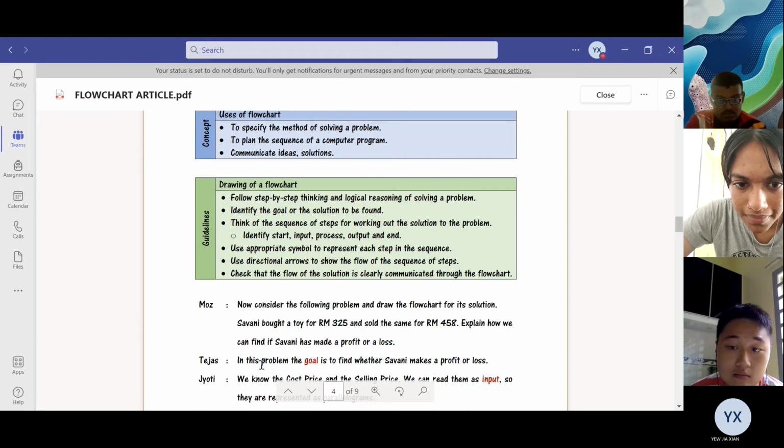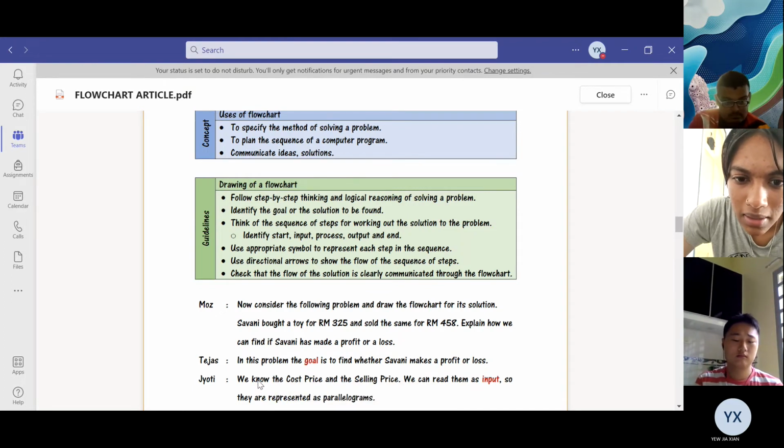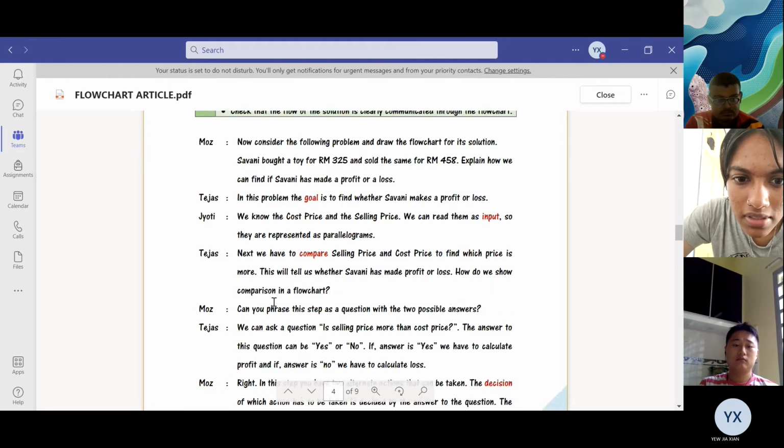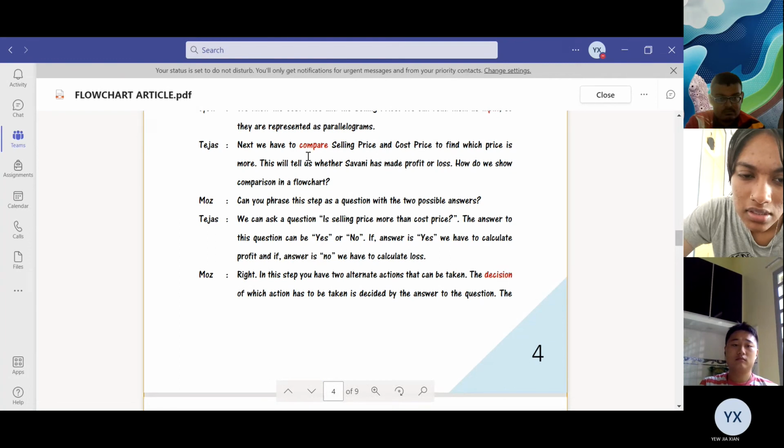In this problem, the goal is to find whether Savani makes a profit or loss. We know the cost price and the selling price. We can read them as input, so they are represented as parallelograms. Next, we have to compare selling price and cost price to find which price is more. This will tell us whether Savani has made a profit or loss.